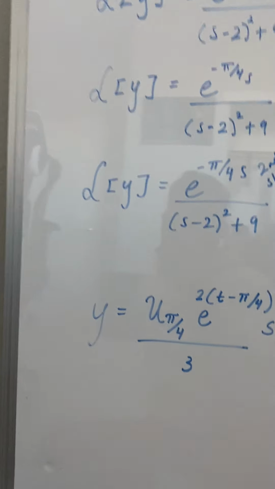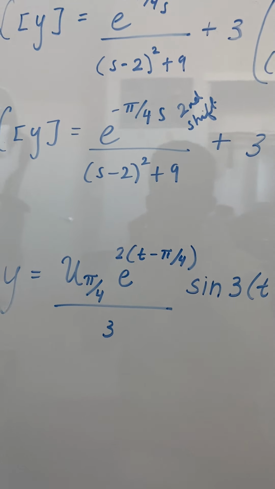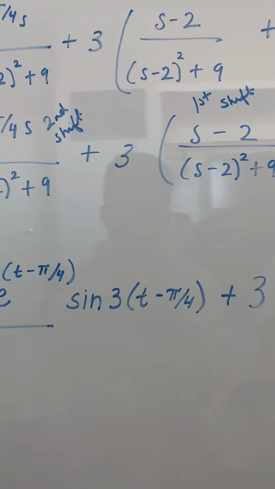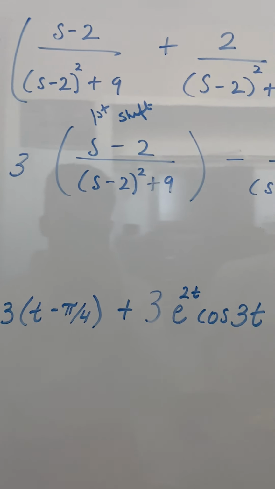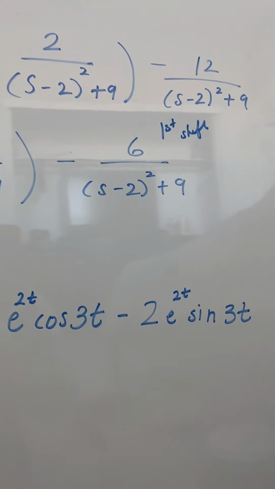So our final answer is y is equal to u sub pi over 4 e to the 2 times t minus pi over 4 over 3 sine of 3 times t minus pi over 4, plus 3e to the 2t cosine 3t, minus 2e to the 2t sine 3t.